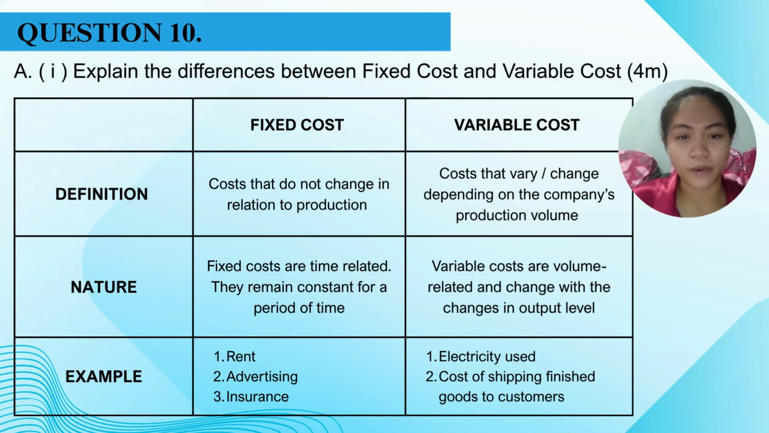For variable cost, we have the example of electricity use. So our electricity bill depends on how much electricity we use. The more we use, the more we have to pay. So that's why it is variable cost, because it changes with the changes in output level.